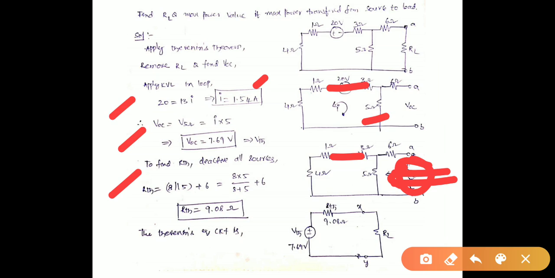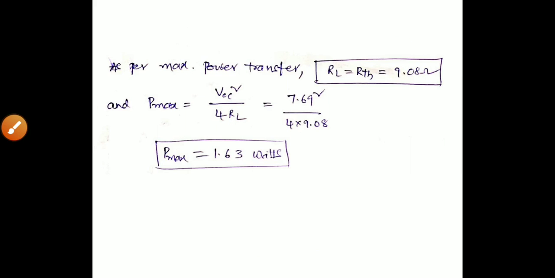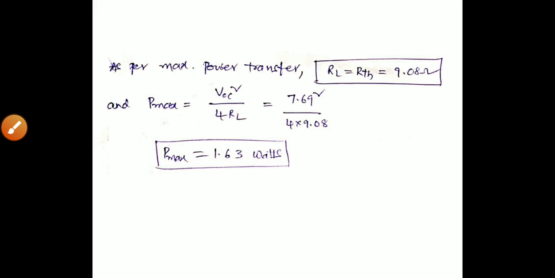After calculating VTH and RTH, the Thevenin equivalent circuit is formed as VTH and RTH along with the RL. Now, according to the maximum power transfer theorem, the maximum power is transferred from source to load only when the RL value is equal to the RTH value. Therefore, the load resistance value is 9.08 ohms, and the maximum power is VOC square by 4 RL. Upon substituting the values, we get the maximum power as 1.63 watts.